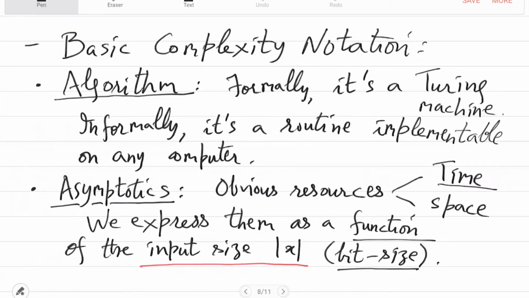So basic complexity notation is these keywords, algorithm, asymptotics. So algorithm is something which runs on a Turing machine, or it is a Turing machine. Asymptotics is to do with how many resources the Turing machine used. And most importantly, it has to be expressed as a function of the input size. And the size is in terms of bits, number of bits.